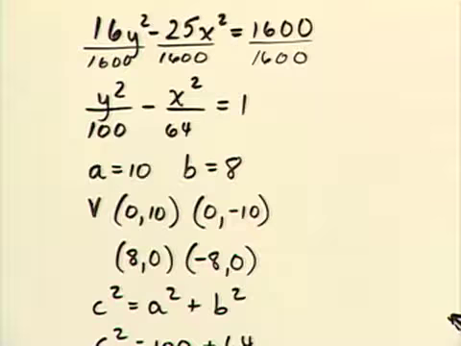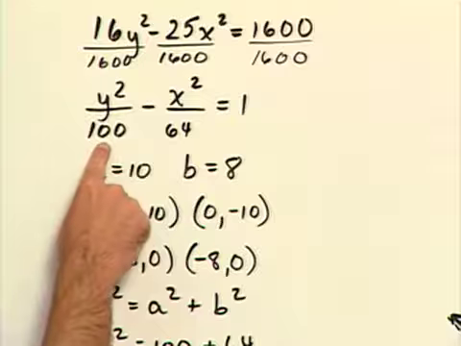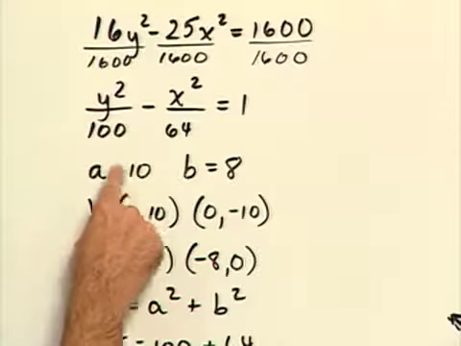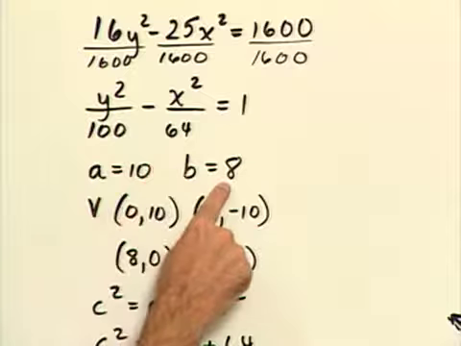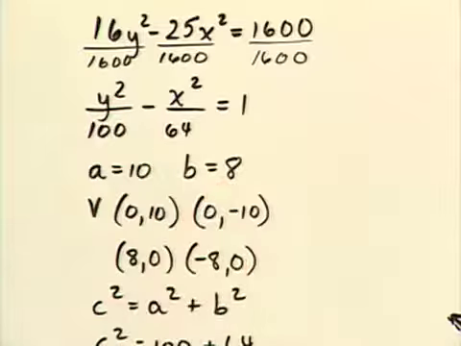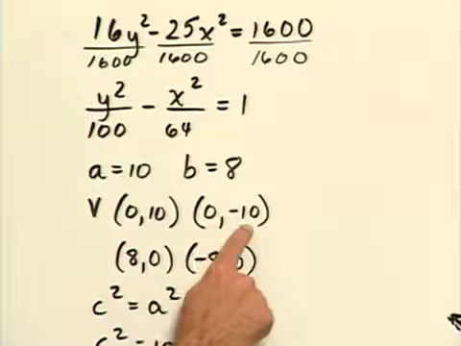is equal to 1. Now remember that a comes first always with a hyperbola. So a is the square root of 100, which is 10. So b would equal 8 because that's the square root of 64. Also, because y comes first, we know that our vertices will lie along the y-axis because our center of this hyperbola is at the origin. So our vertices are going to be (0, 10) and (0, -10).